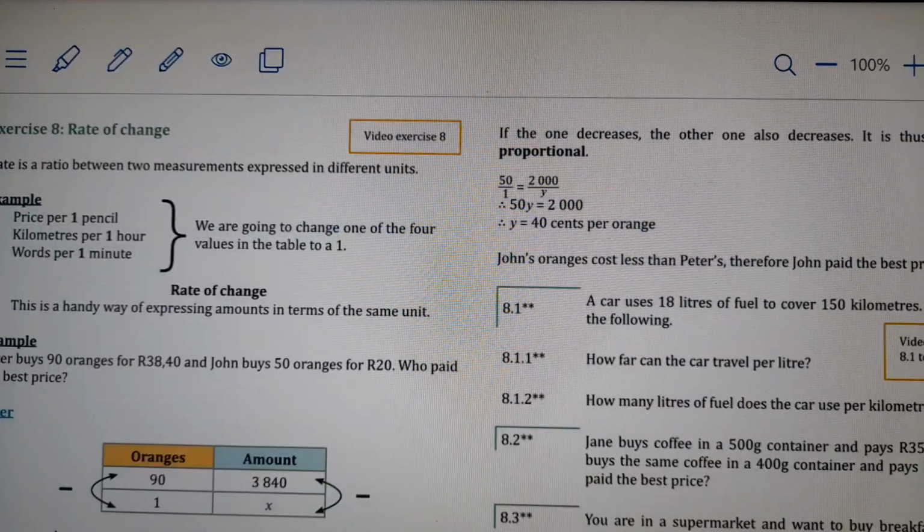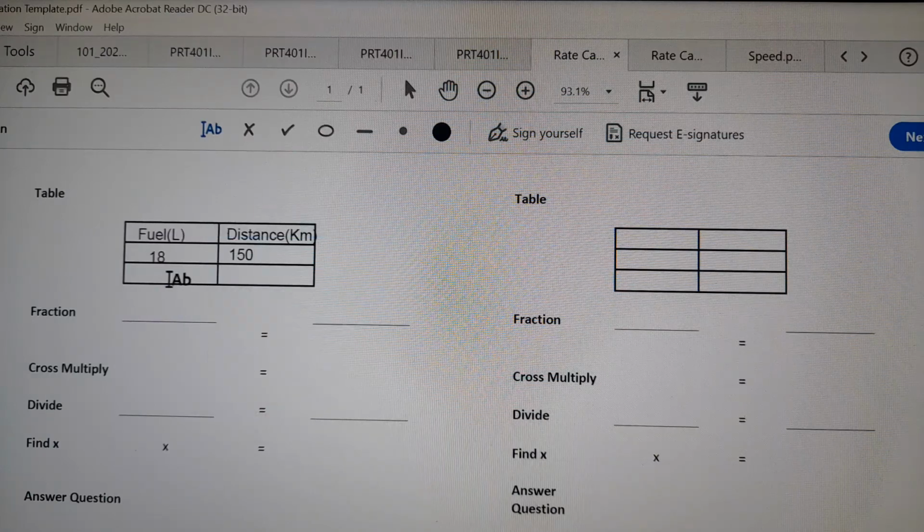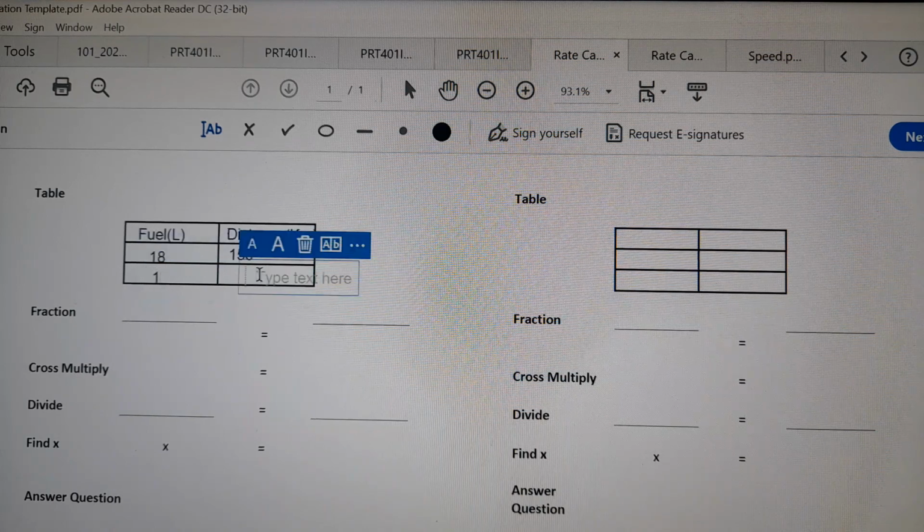Okay, so I go to the question. Calculate the following. Number one, how far can the car travel per liter? So I will reread it. How far can the car travel in 1 liter? So I have 1 liter. They are looking for the distance. The 1 liter that I have, I will write it. So under the liters, under the fuel, 1. And here I will write X. I'm done with my table.